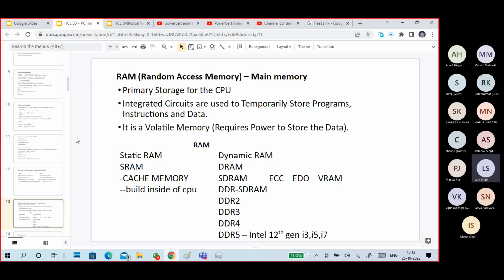So CPU cache memory is nothing but a SRAM memory. DRAM means dynamic RAM. DRAM is further developed into SDRAM, synchronous dynamic RAM. And this synchronous dynamic RAM was further developed into DDR, double data rate. So DDR2, DDR3, DDR4 were launched into the market, and still DDR4, DDR5 are in the market. DDR5 is also supported by Intel 12th generation processors, but only a few processors, not all processors.